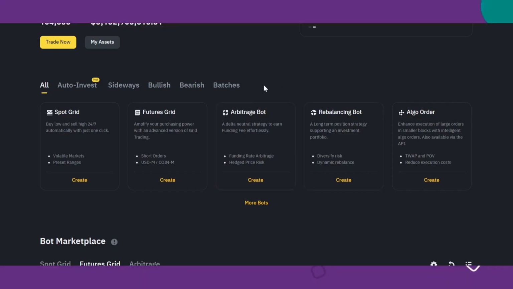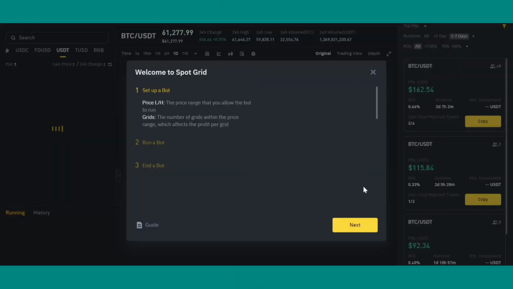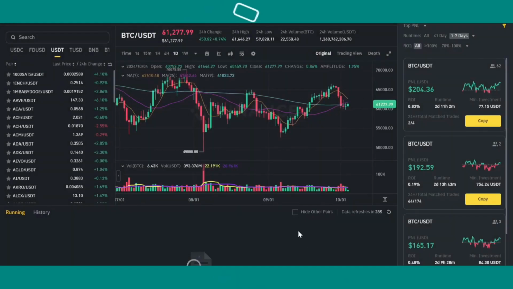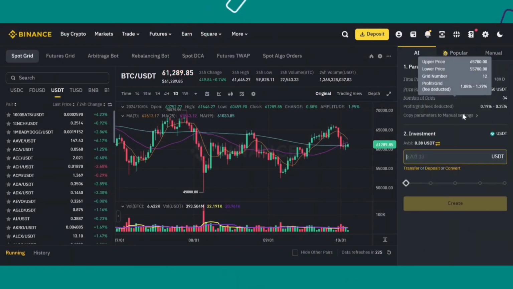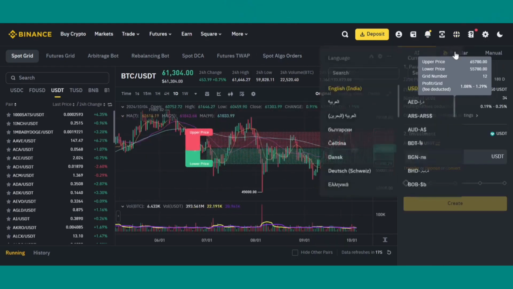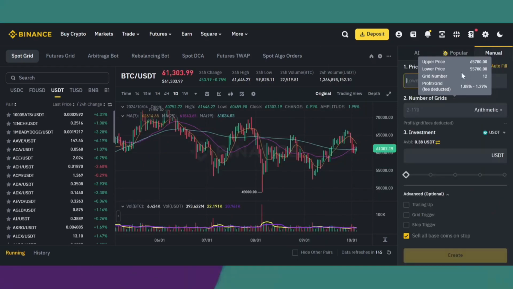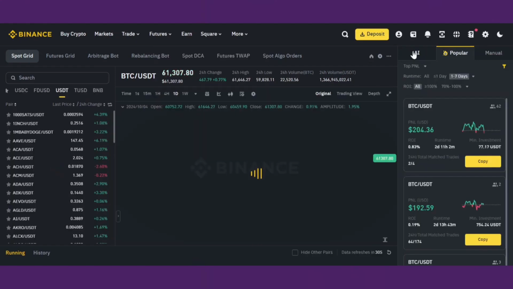For now, we will go to the most basic bot and talk about spot grid, that is spot trading. As soon as we come to this page, we click on spot grid. After clicking, we come to a page where, as a beginner, we have to pay more attention to the right-hand side. Here you will observe that there are three sections: AI, popular and manual.